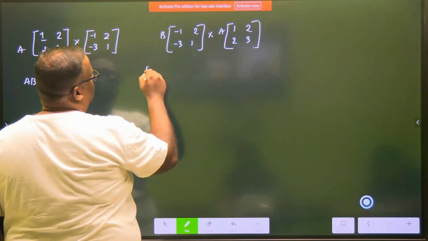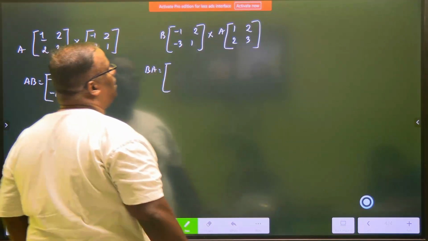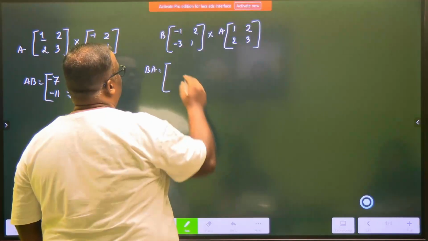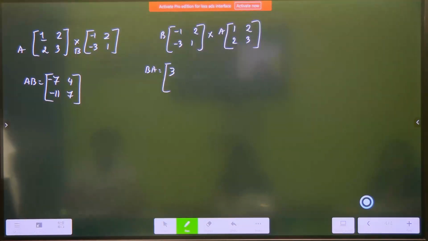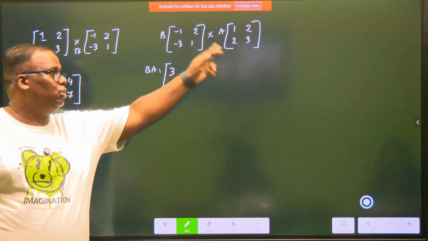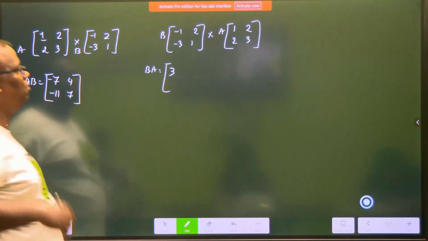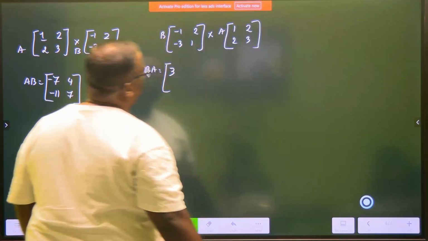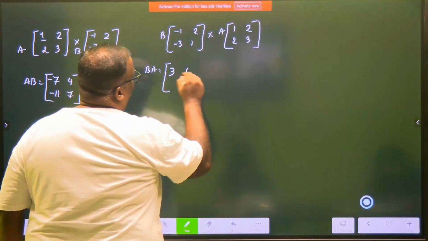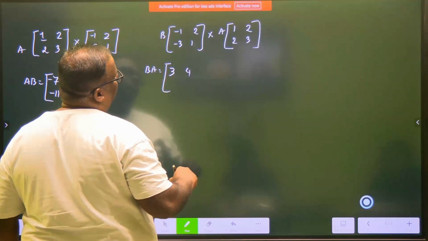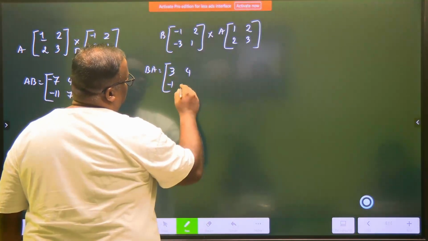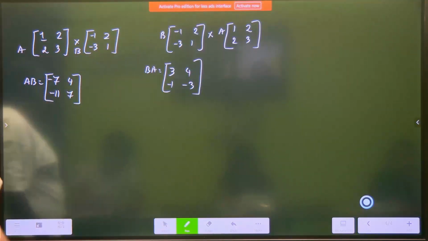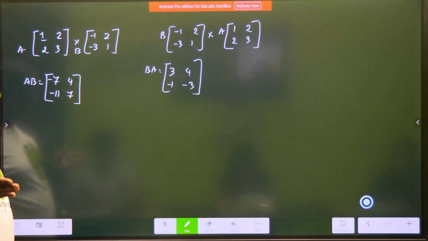Now let's do BA. Minus 1 into minus 1 is 1. 2 into 2 is 4. So you straight away get 3. Minus 1 into 1 is minus 1. 2 into 2 is 4. So this gives you 3. Anyway, we'll populate it. Then minus 1 into 2 is minus 2. 2 3s are 6. So this is 4. Then minus 3 into 1 is minus 3, 1 into 1 is 1, which gives you minus 2. Minus 3, 2 is minus 6, and 1 into 3 is 3. This is minus 3. Where is it equal? It will work, that's what I said. It will give you a diagonal only.